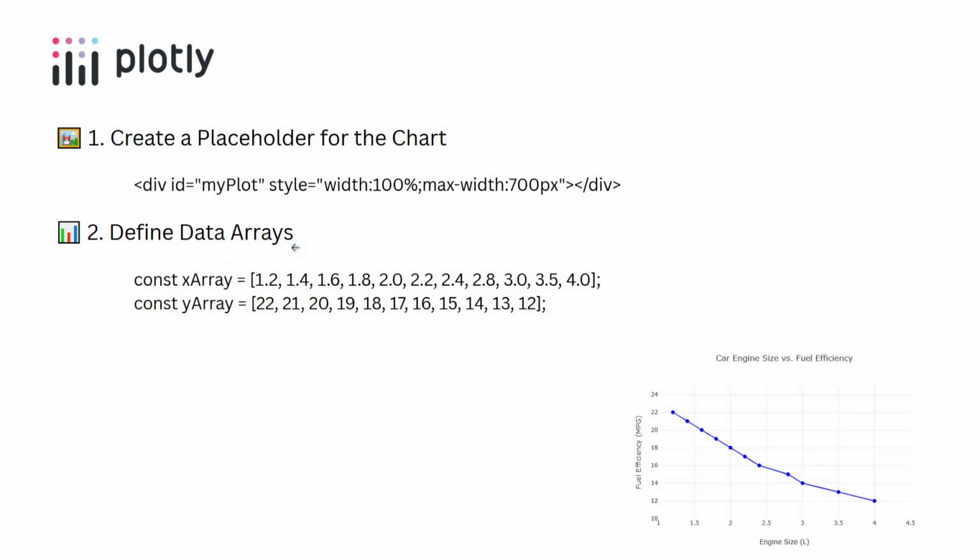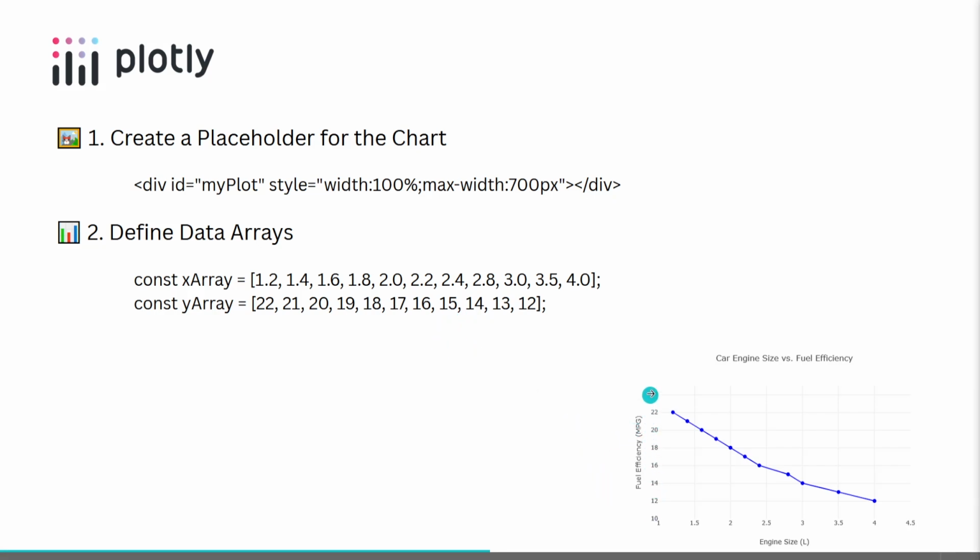Data arrays like, for the x-axis direction, we define a variable const xArray, and here we define the sizes of the engines such as 1.2 liter, 1.4, 2.0, 3.0 and 4.0. So in our x-axis direction you can see we define the engine sizes, and in our y-axis, according to engine sizes, we define the fuel efficiency in miles per gallon, and you can notice it in our y-axis direction.